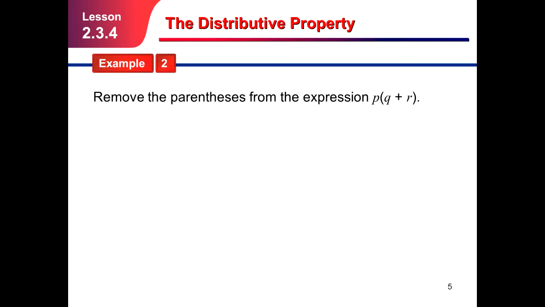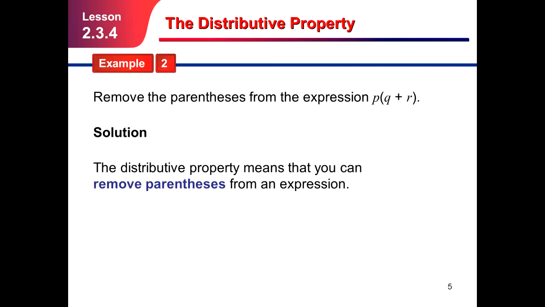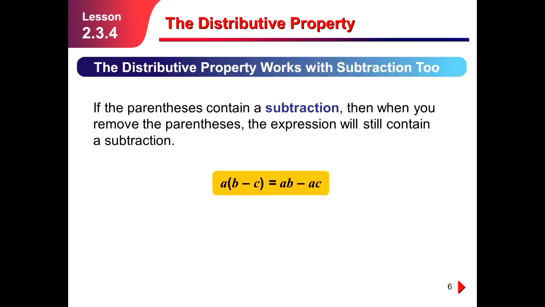Let's do it generally. So if we have P times the quantity of Q plus R, well, that's going to be the same thing as P times Q plus P times R. It works with subtraction as well. So if you have the quantity B minus C times A, that's the same thing as A times B minus A times C.